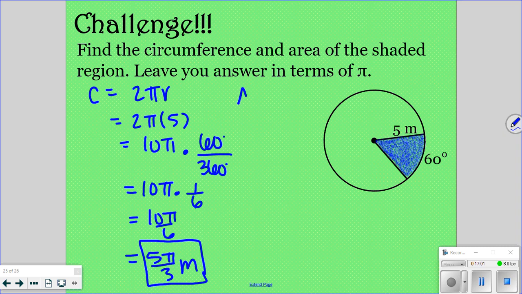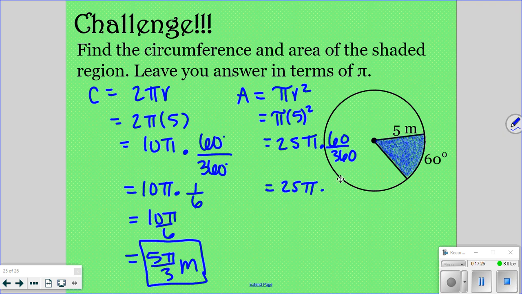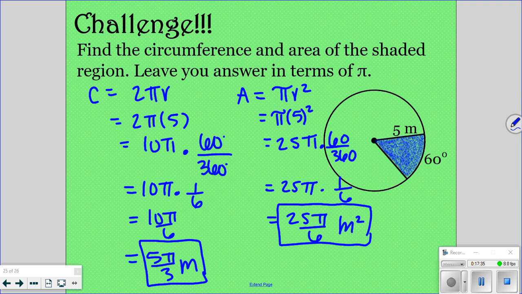For the area, we're going to use pi r squared. So pi, our radius is 5 squared. That would be 25 pi. And again, we're going to multiply it by 60 over 360 because we're only looking for part of the circle. So 25 pi times 1/6 basically is 25 pi over 6 meters squared. So that would be the area.